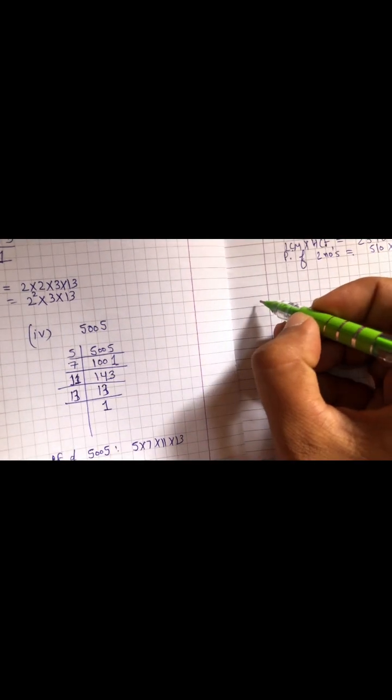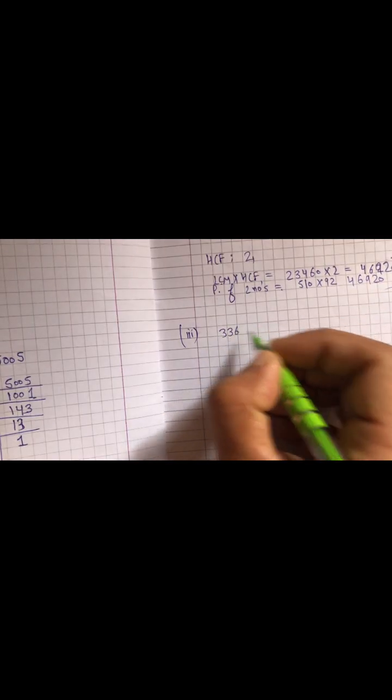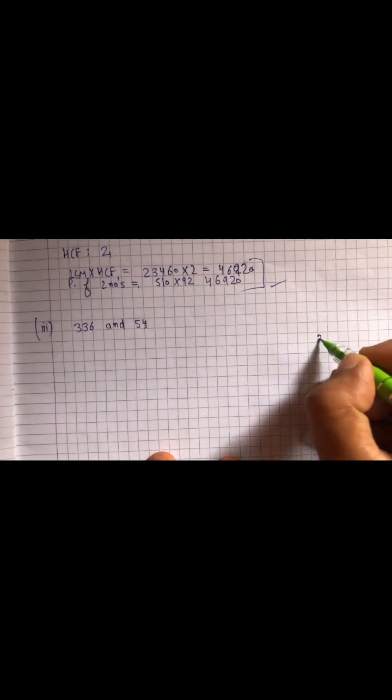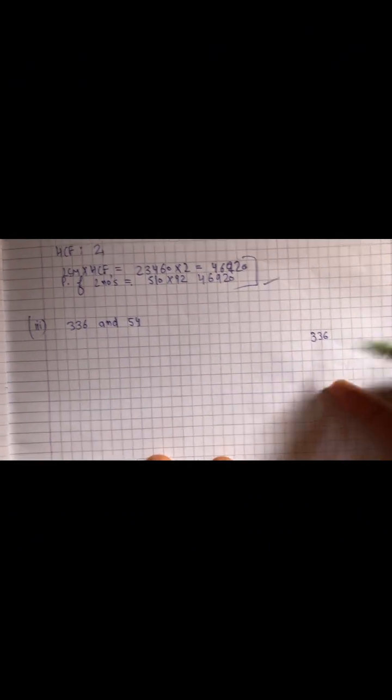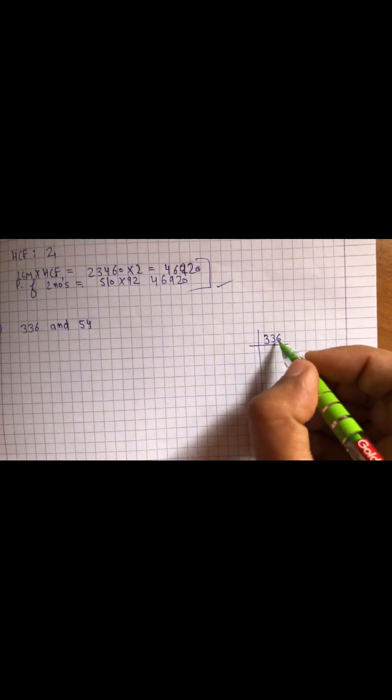Next, part 3. The third part is 336 and 54. Firstly, find the factors of 336 and 54 using prime factorization.